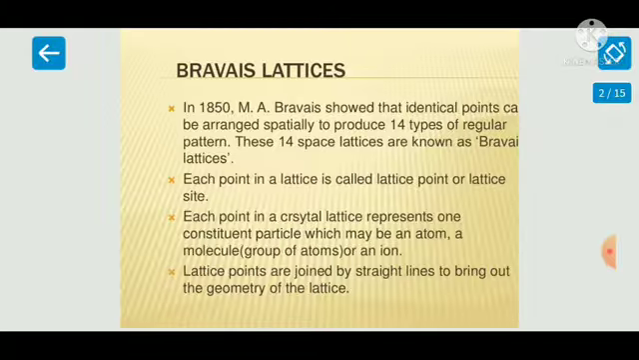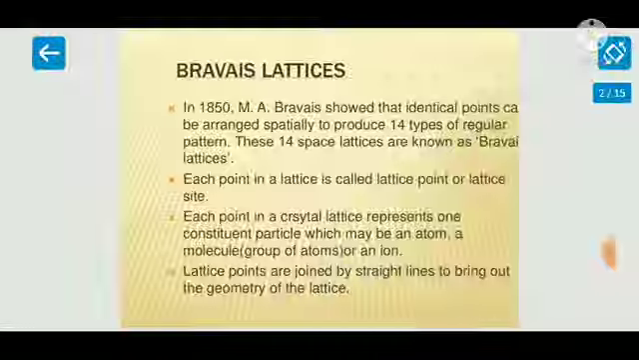Each point in a lattice is called a lattice point or lattice site. Each point in a crystal lattice represents one constituent particle, which may be an atom, a molecule, a group of atoms, or an ion. The lattice points are joined by straight lines to bring out the geometry of the lattice.